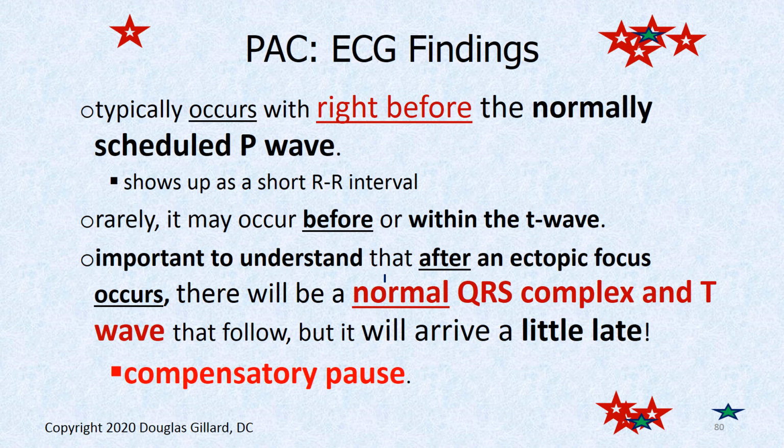And it's important to understand, even though there's a compensatory pause, the ectopic foci will still give you a normal QRS complex and T wave. The only thing that's messed up in a PAC is the P wave, because once the signal gets into the AV node and through the AV node, the ventricles don't know that things are messed up. So your QRS complex and your T wave will be normal.